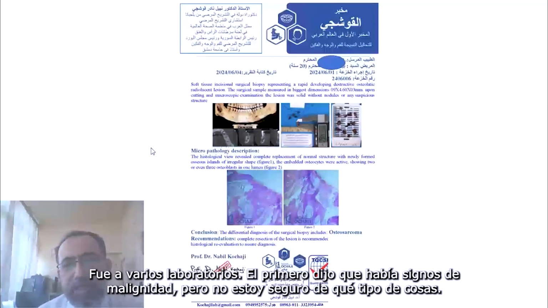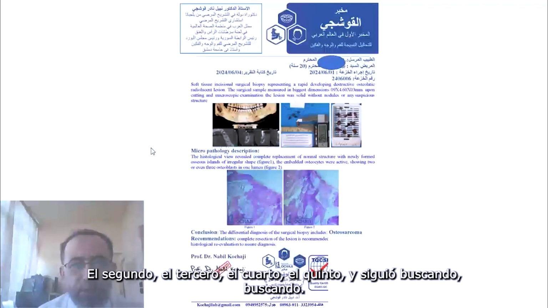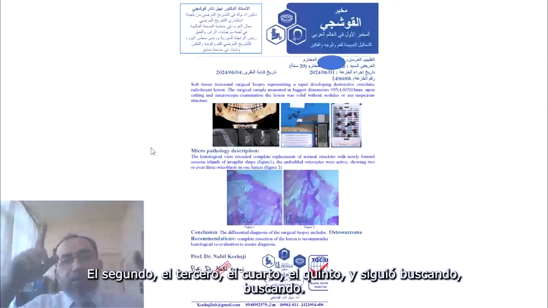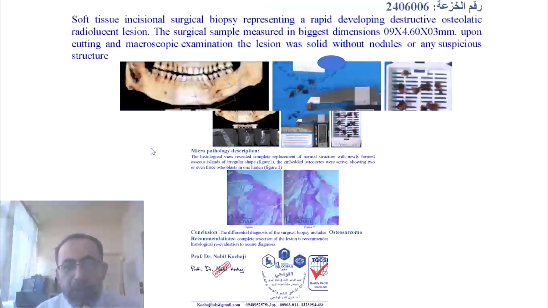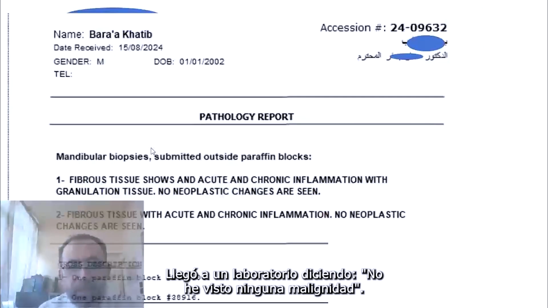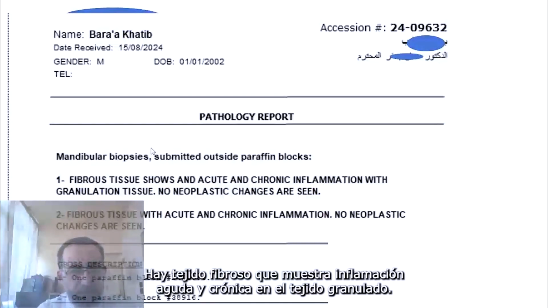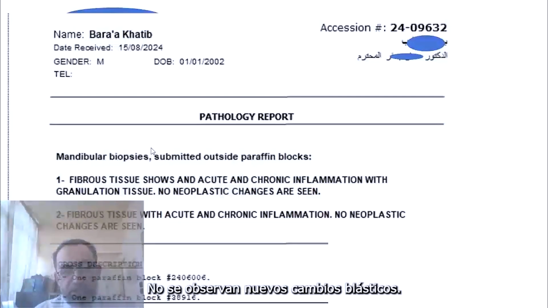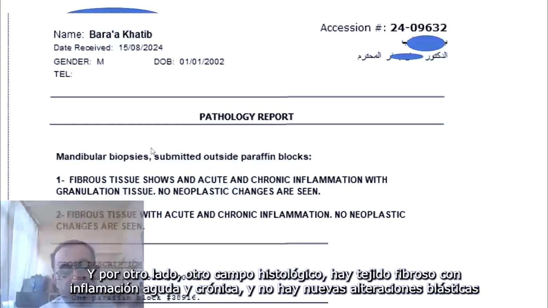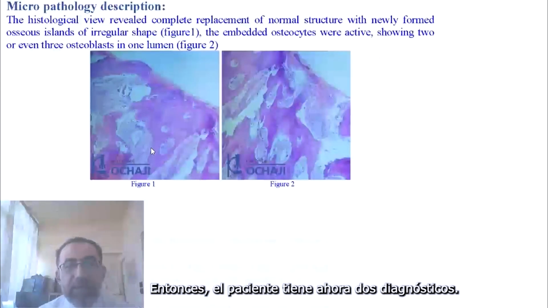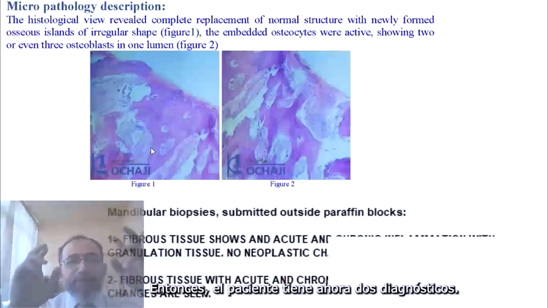First lab said there are signs of malignancy, but I'm not sure what type. Second one, third one, fourth one, fifth one, and he kept on moving till he reached a lab saying, I didn't see any malignancy. There's fibrous tissue showing acute and chronic inflammation with granulation tissue. No neoplastic changes are seen. And in another histological field, there is fibrous tissue with acute and chronic inflammation, and there are no neoplastic changes. And the patient has now two news.